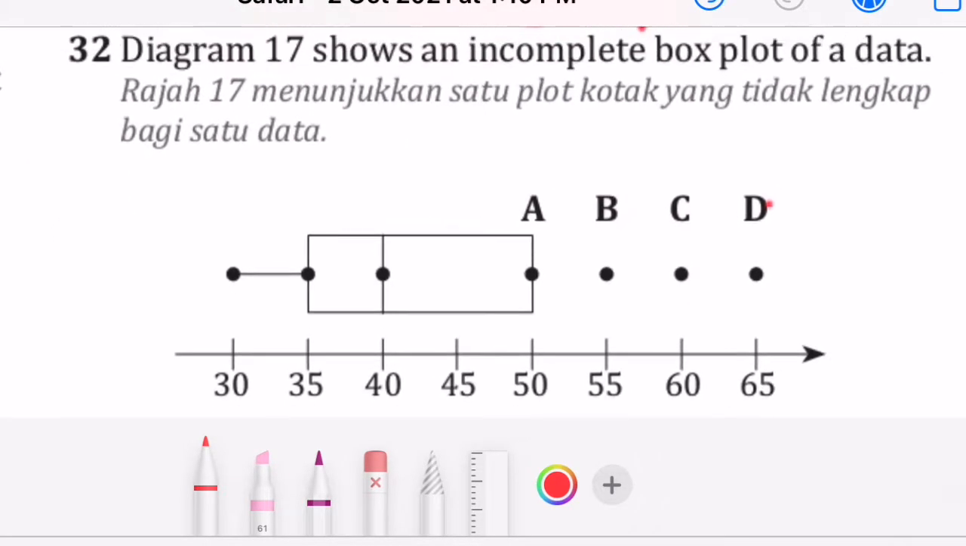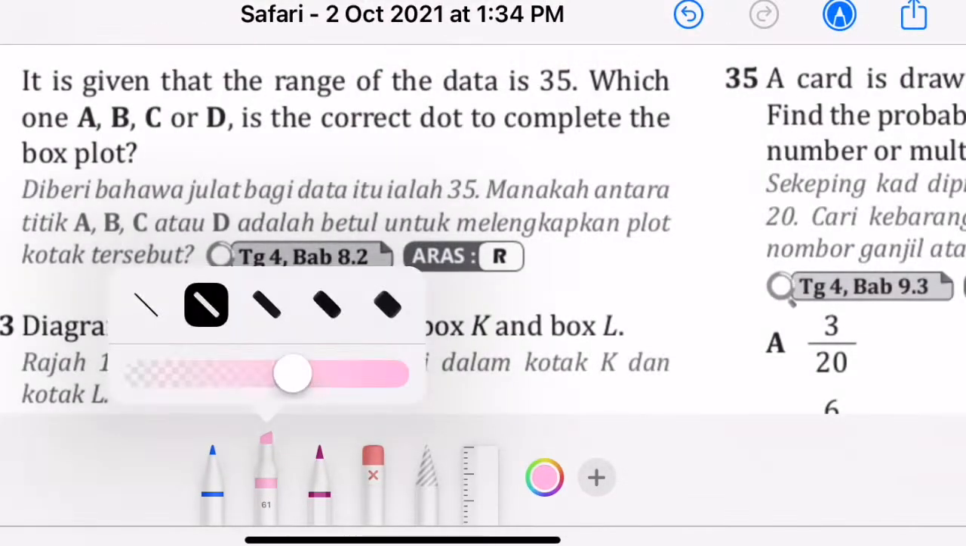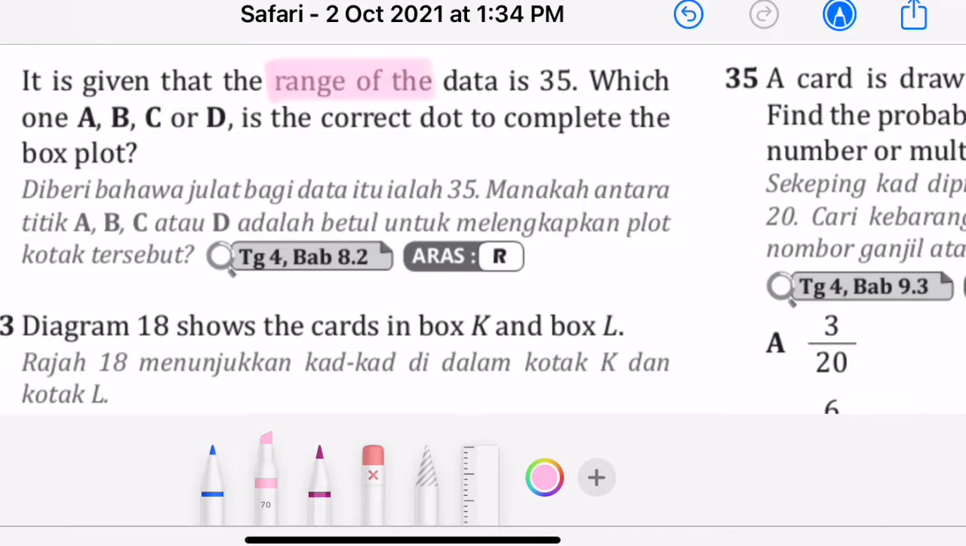Question 32. The diagram shows an incomplete box plot of data. Let's see what the question is. It is given that the range is 35. Which of the following answers is correct to complete the box plot? Of course, the answer is D, because the range is 35.